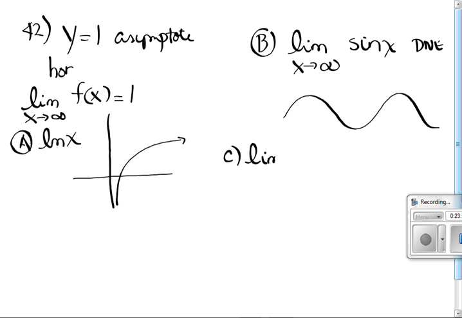Okay, let's do the limit as x goes to infinity of C. x over x plus 1.